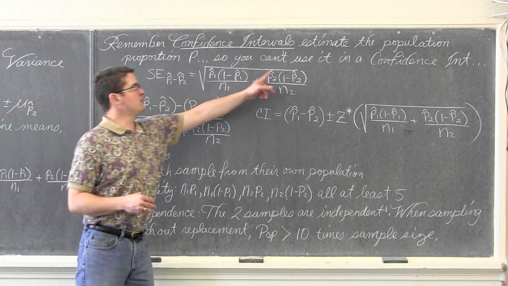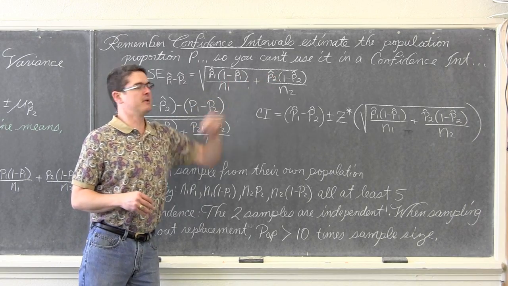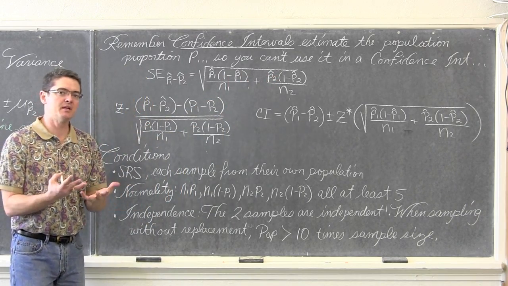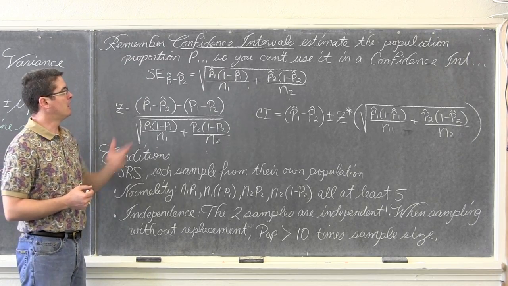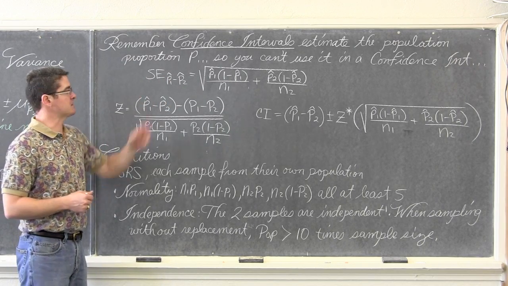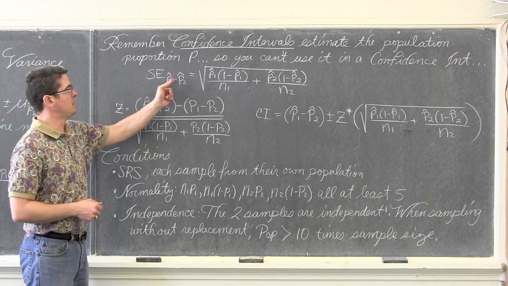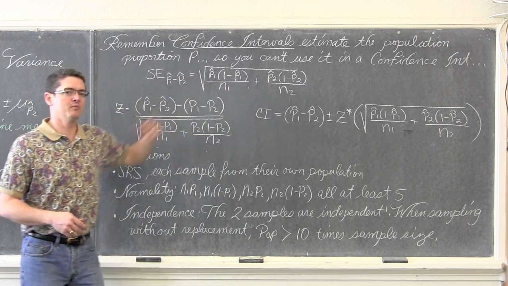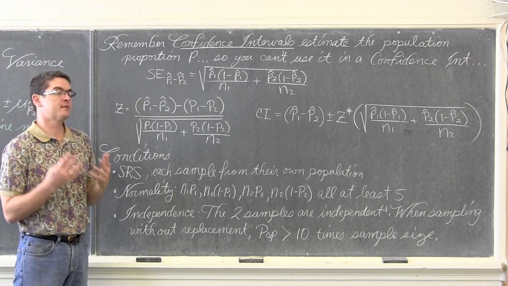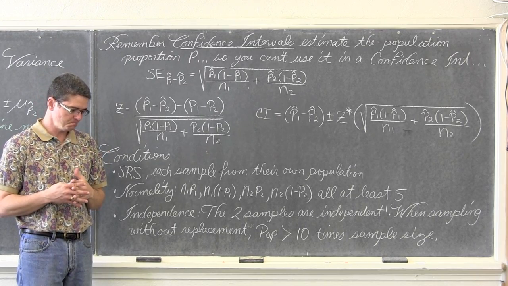So when you are using the sample proportions of success, you're going to call that the standard error of the difference of those proportions. So the standard error of p-hat 1 minus p-hat 2 is equal to, and this is the same formula from the other screen, only with the hats added in.